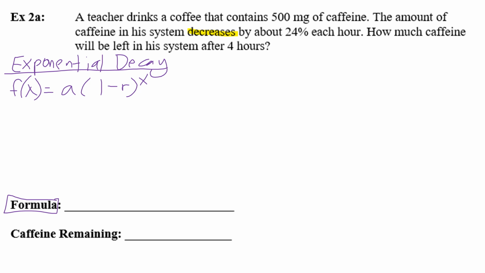They want the formula that will work for any amount of hours. So let's say I want to know how much caffeine is left after 8 hours, 10 hours, 12 hours. So we want a formula that will work for any time value. So right now, all we need to plug in is a and r.